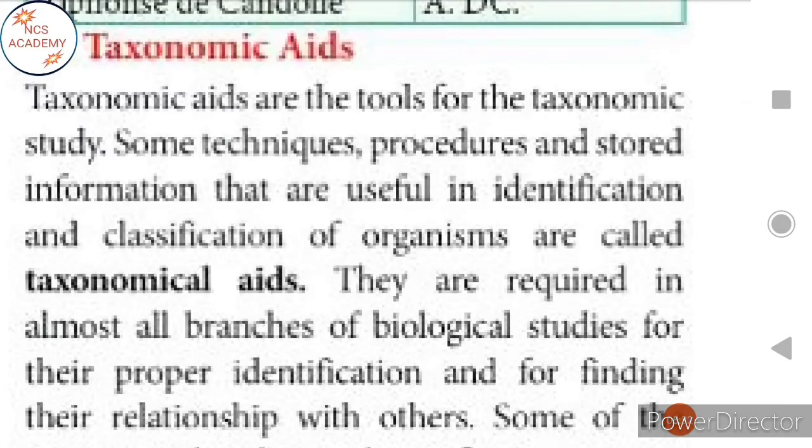So what is known as taxonomic aids? Taxonomic aids are the tools for taxonomic study. Some techniques, procedures and stored information that are useful in the identification and classification of organisms are called taxonomic aids. There are some tools used for the identification and classification of species. The tools you are using are considered taxonomic aids.